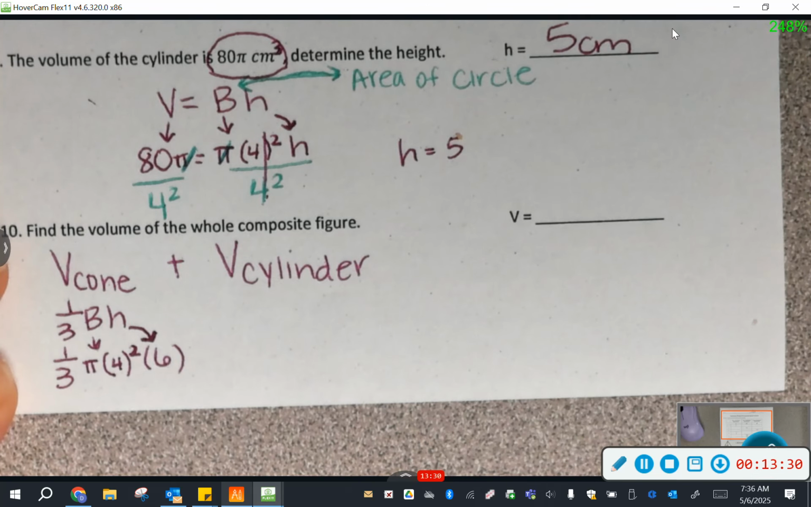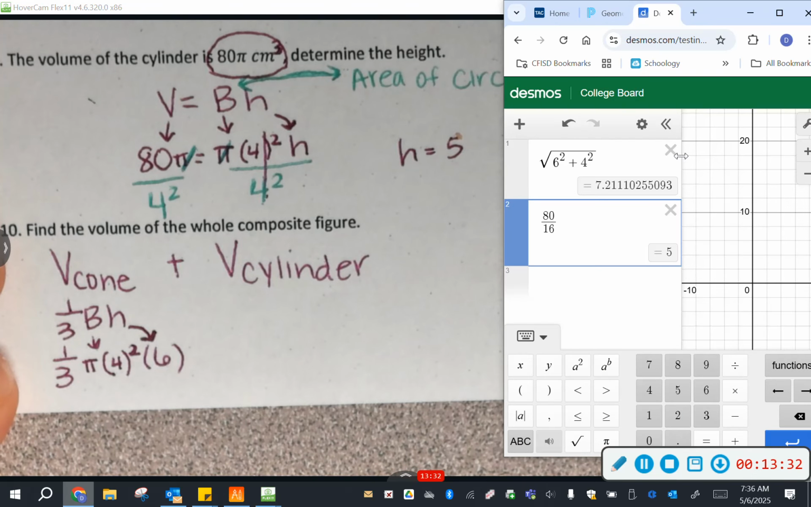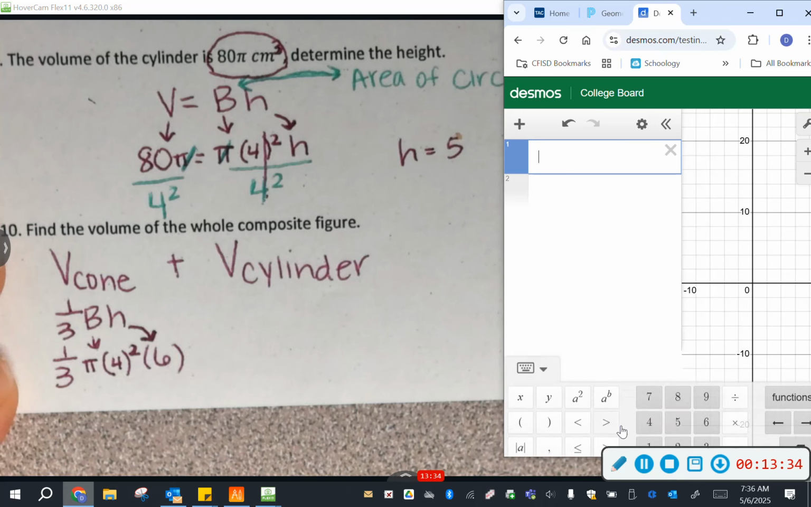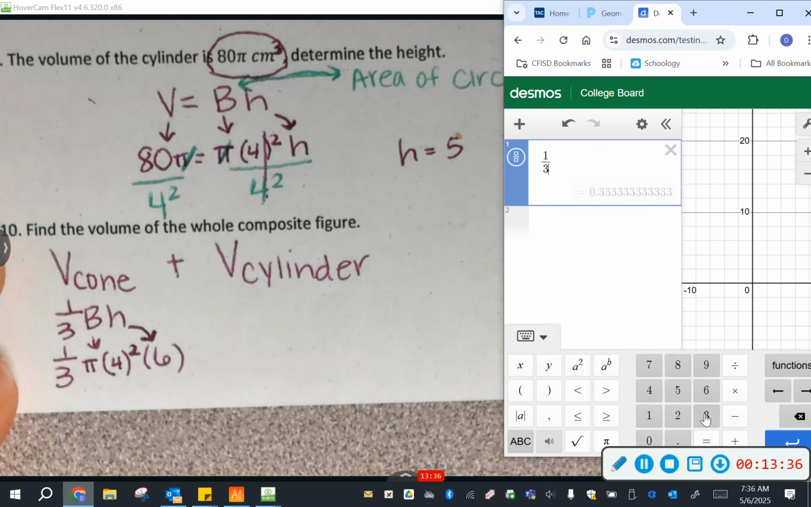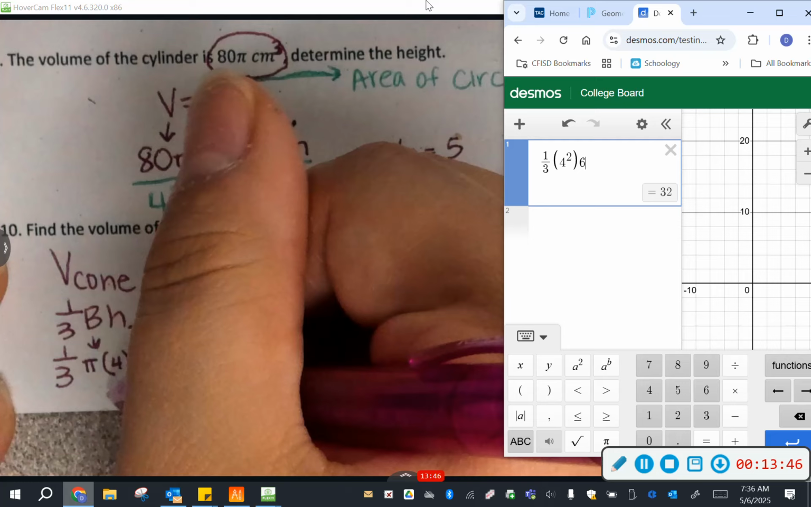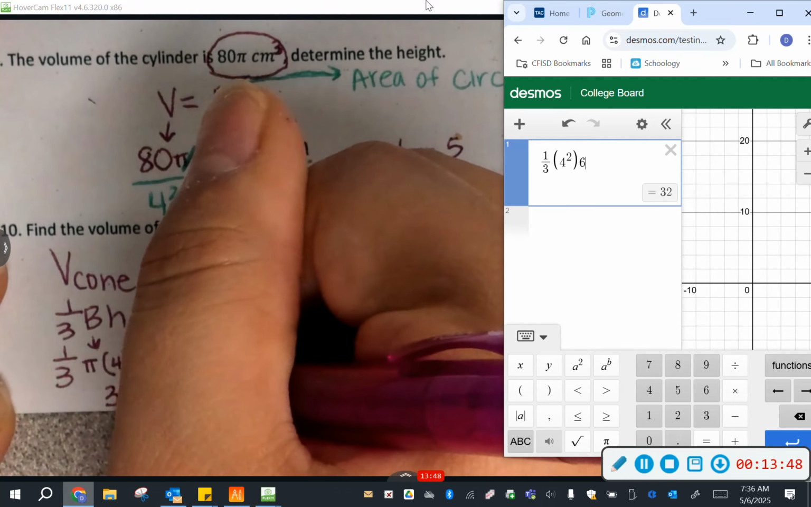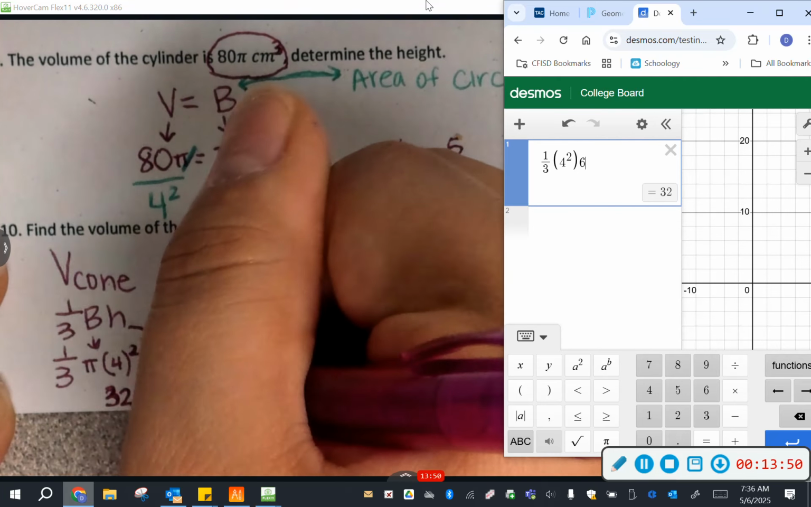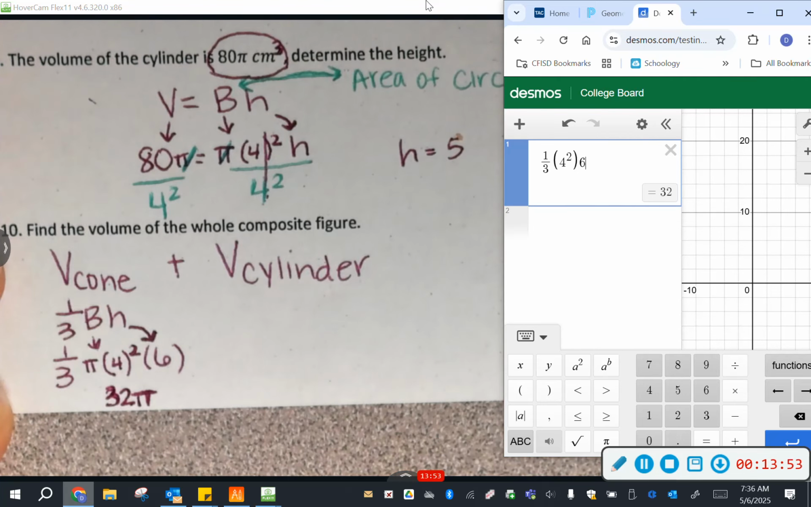And when you put that in the calculator, what are you going to do? Please do not put pi. So I'm going to do 1/3. Don't put pi, so I'm going to put 4 squared h. And what do I get here? 32 is not my answer, though. What is my answer? 32 pi.